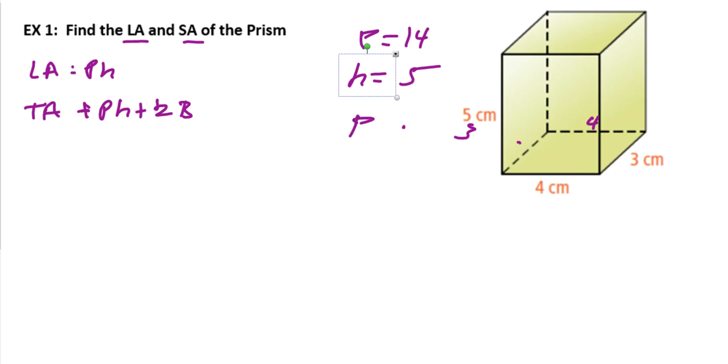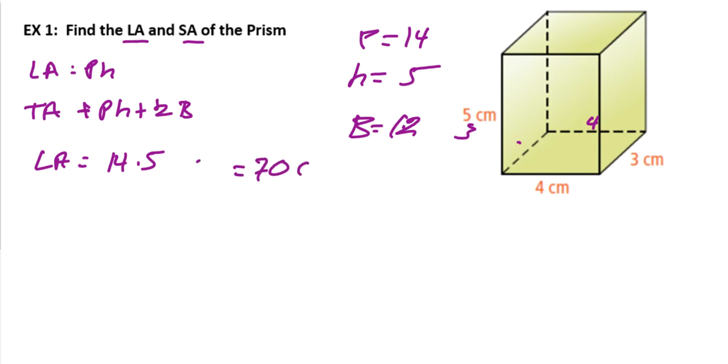We need the area of the big B for the total. That's just a rectangle. So that's 4 times 3, which is 12. All right. And you're going to plug these numbers into here. So perimeter is 14, and we're going to multiply it by the height of 5. And that gives us 70. And this is going to be in square centimeters.